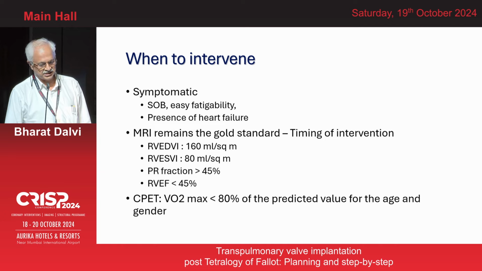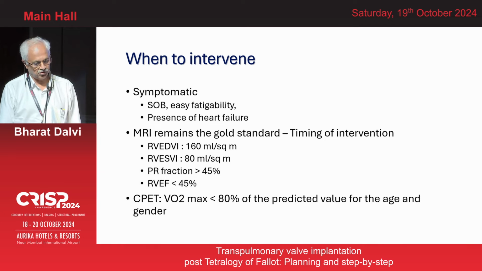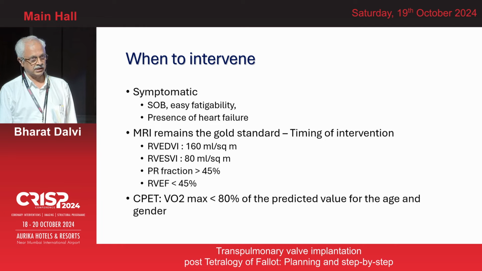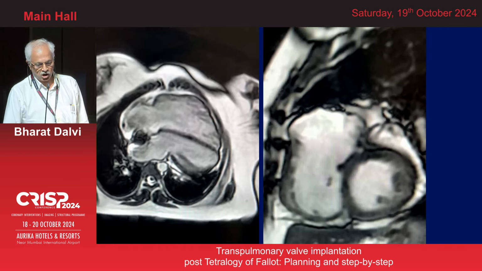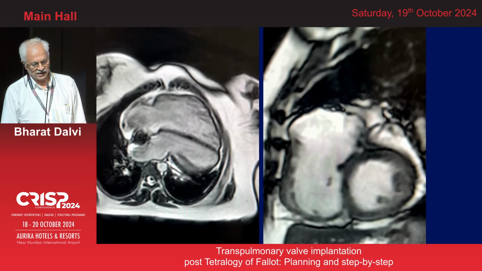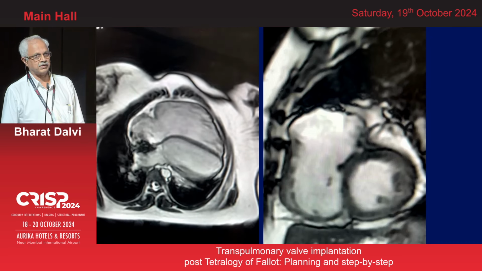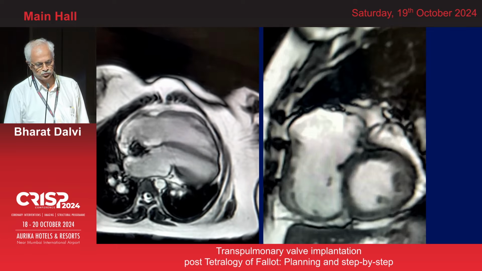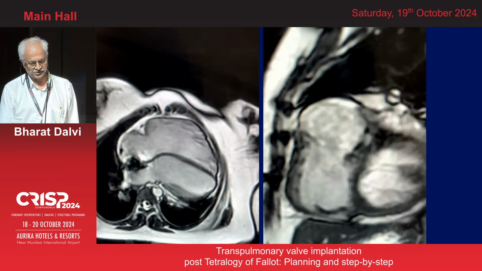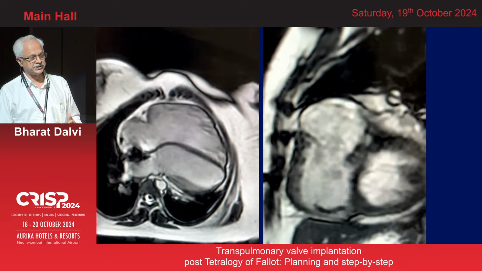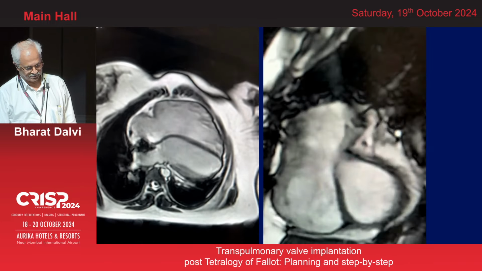And if the indication is soft and you're not sure whether you have to go in or not, it is better to take help of cardiopulmonary exercise test and use a VO2 max to decide the timing of intervention. Now, talking about the MRI, these are some of the pictures that you will see classically after transannular patch, a huge right ventricular volume overload, and you can see the right ventricular outflow tract. So MRI is basically useful to decide the timing and not really for planning the procedure.